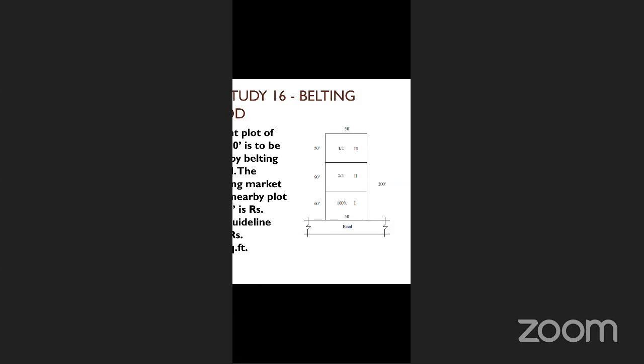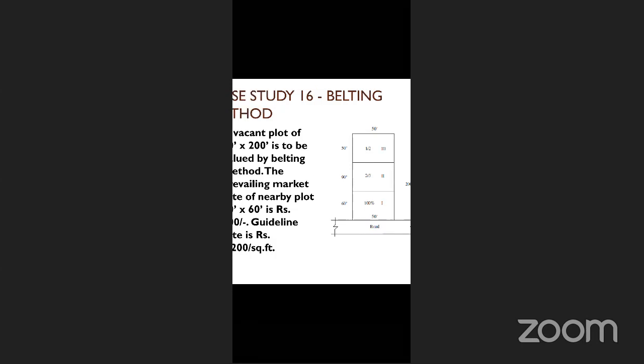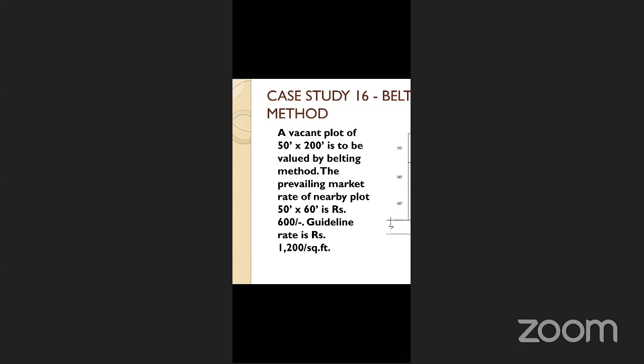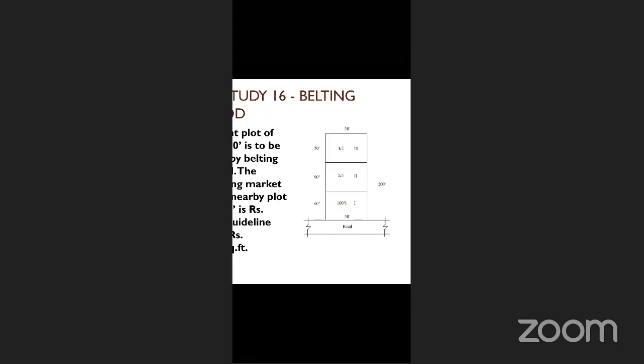100% market rate will be given to the roadside plot. Okay, how much is that? 50 into 60. So 50 is the road frontage. Take 60 feet. So that is one plot which can be given the full value. Then you see the next one, 2/3. This is a thumb rule. 2/3 of the first plot, value wise.